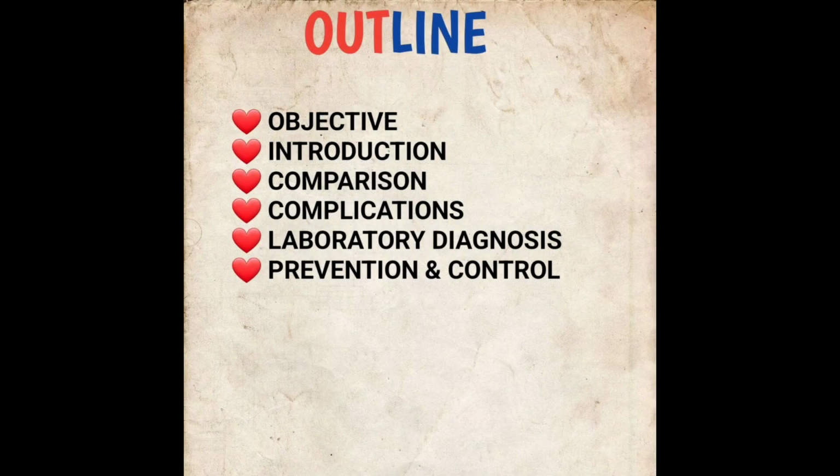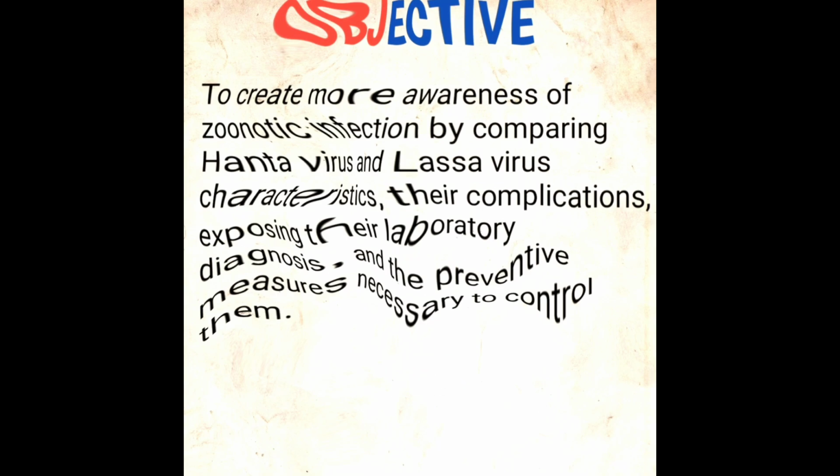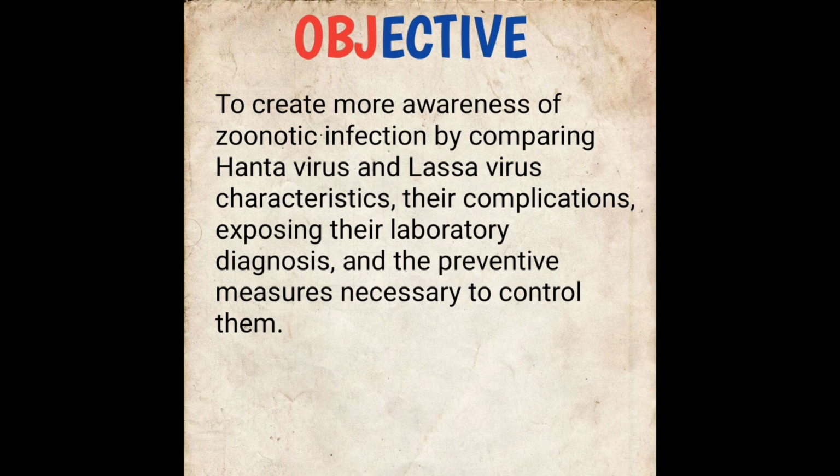The outline: objective, introduction, comparison, complications, laboratory diagnosis, prevention, and control. The objective: to create more awareness of zoonotic infections by comparing hantavirus and Lassa virus characteristics, their complications, exposing their laboratory diagnosis, and the preventive measures necessary to control them.